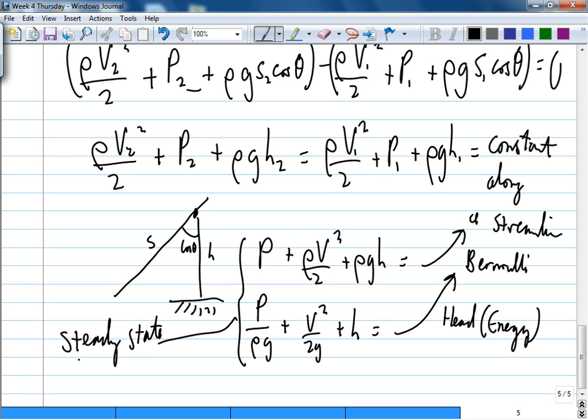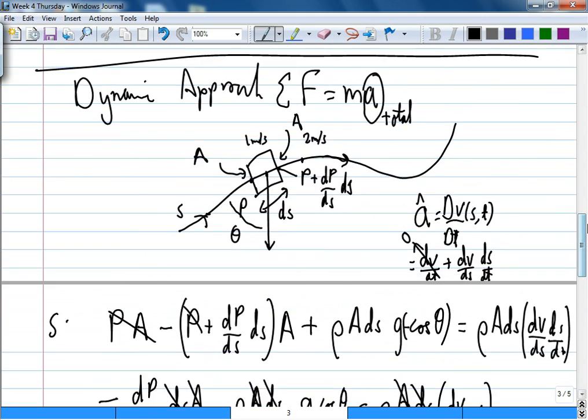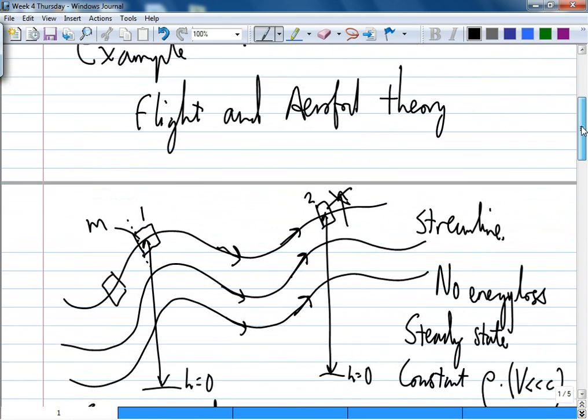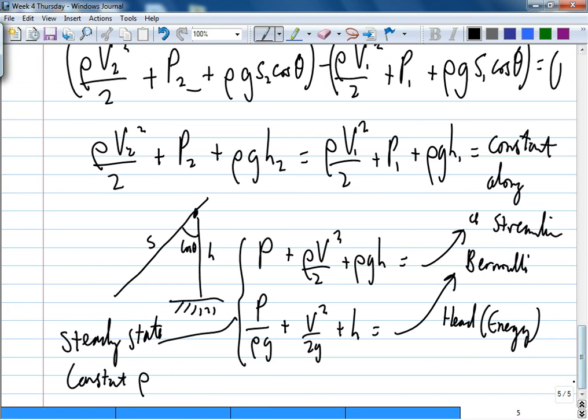What else? Constant density. And what else? Steady state, constant density. I got one more, I can't remember. No energy loss. Actually, no energy loss implies no viscous effect. It also implies irrotational.